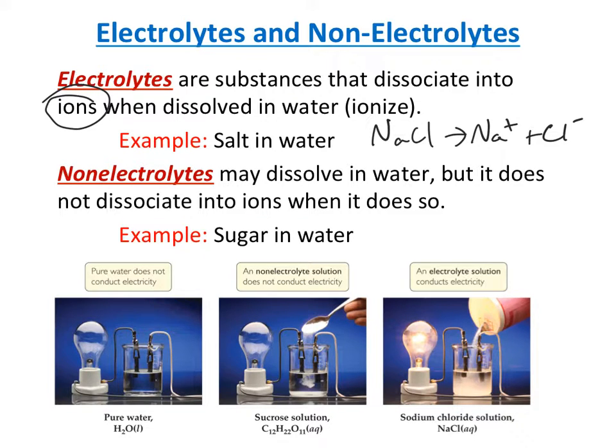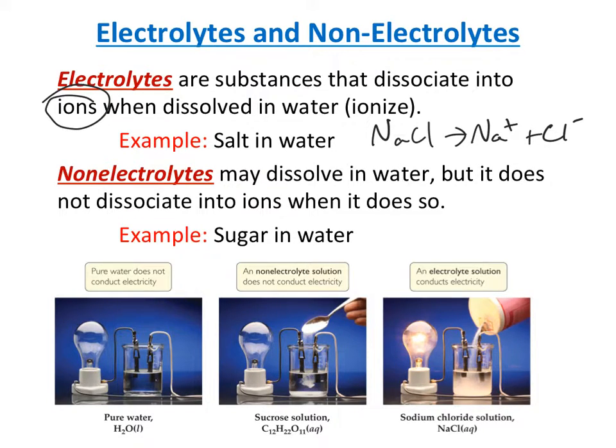Non-electrolytes may dissolve in water, but they don't dissociate into ions when they do so. One way to think about this is that pure water does not conduct electricity. We can see that we have these two electrodes leading to the light bulb. If the current is passed from this electrode to the other electrode, the light should turn on. But in pure water, that doesn't happen. Why is that? Well, the reason is there are no ions to transfer that current. In a sucrose solution, where we have some kind of sugar dissolved in water, again, the current can't be transferred from one electrode to the other, and so the light bulb doesn't turn on.